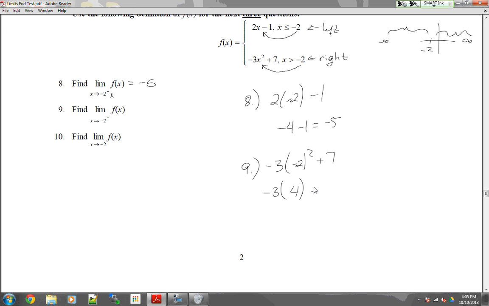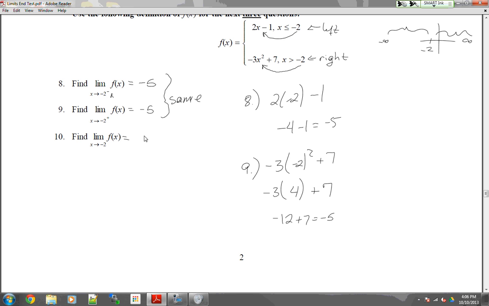Now, since we've done from the left and from the right already, and since there's no plus or minus up here, this is simply from both sides at the same time. Well, all you have to do is look back at these two answers. If they are the same, which they are, your limit from both sides is whatever number this is. So since both of these are negative 5, our limit from both sides is negative 5. If these had been different, then this would be does not exist.